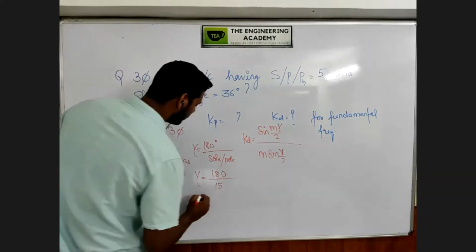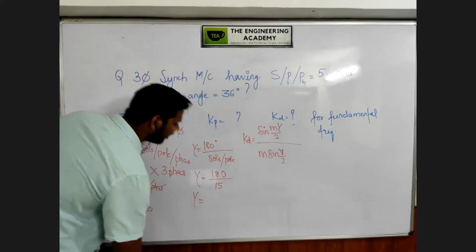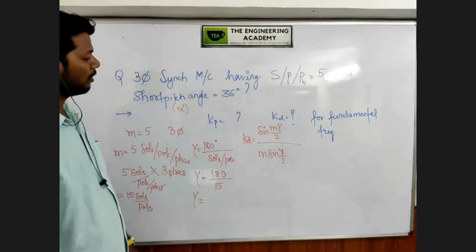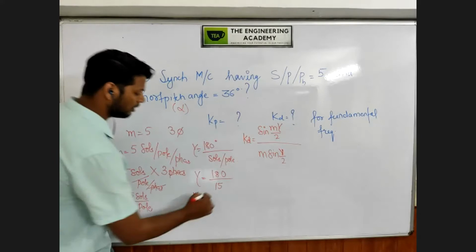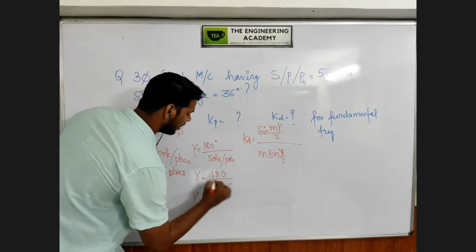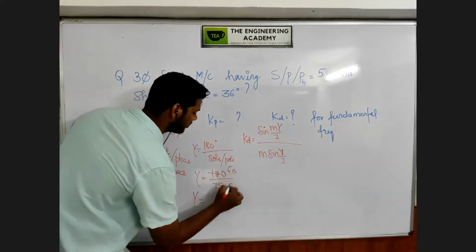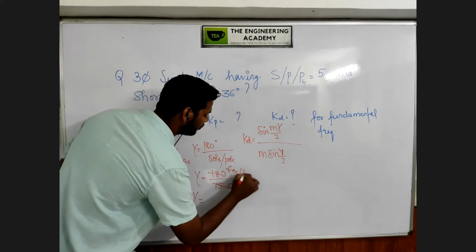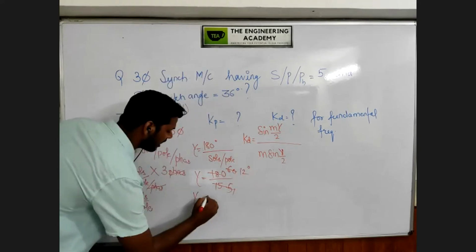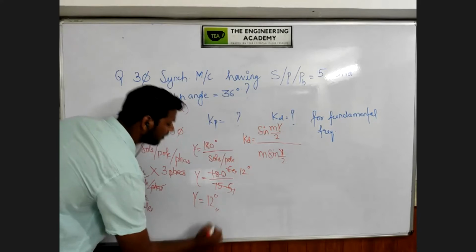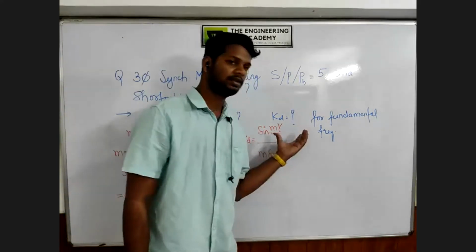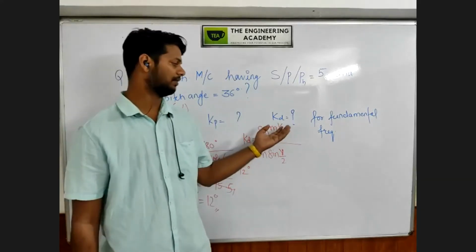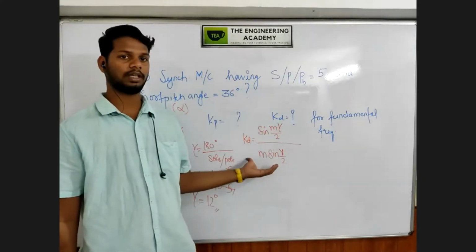So at the end, gamma will come. Can anyone tell me the value of gamma? 180 divided by 15, so gamma will come 12 degree. Okay. Now we are having all the values. We are having m, we are having gamma. Put in all the given values.